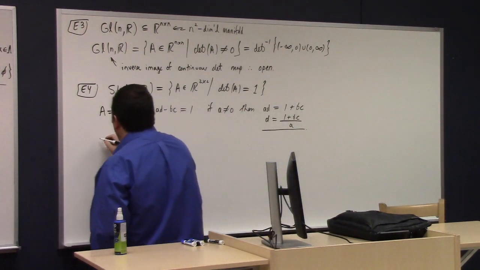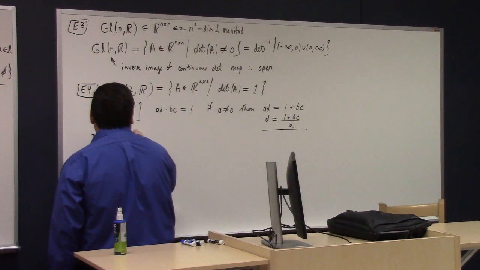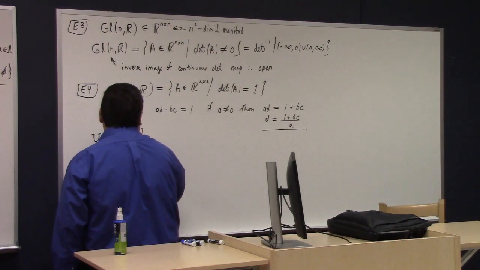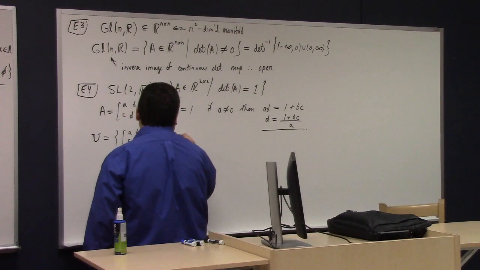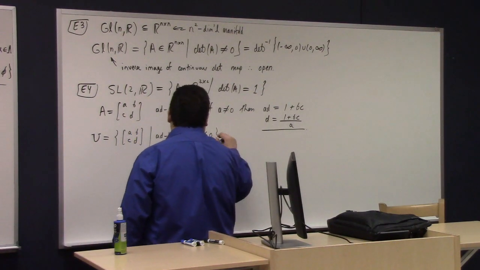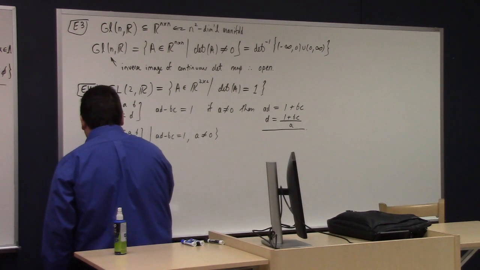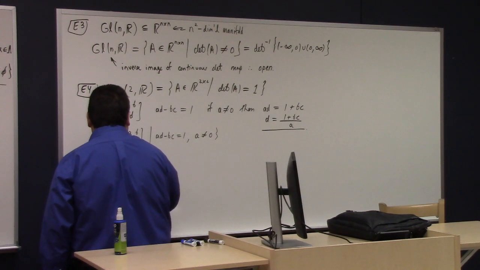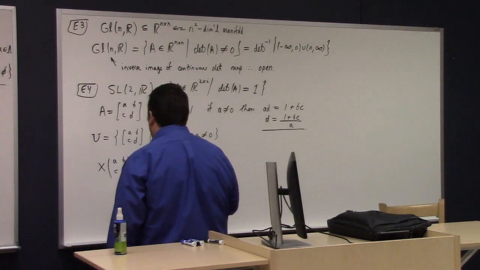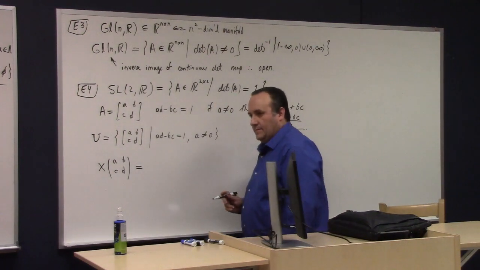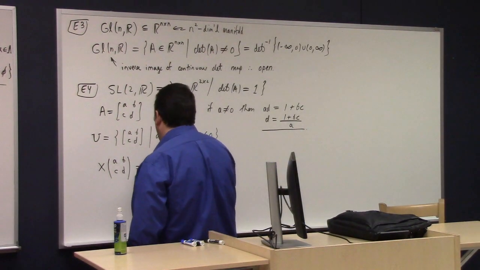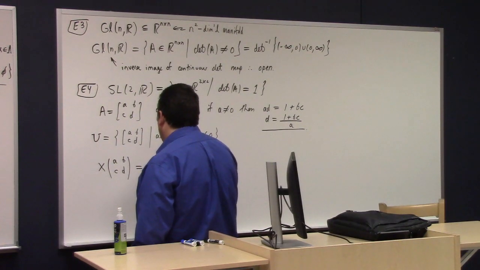non-zero. And so if we let U equal to the matrices (A, B, C, D) such that AD minus BC is equal to 1 and A is not equal to 0, then if I want to define the chart X on U, what should I do? Well, I suggest we do the following. This is going to be kind of boring, but here it is. (A, B, C).